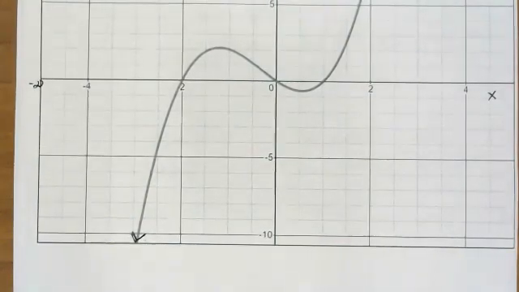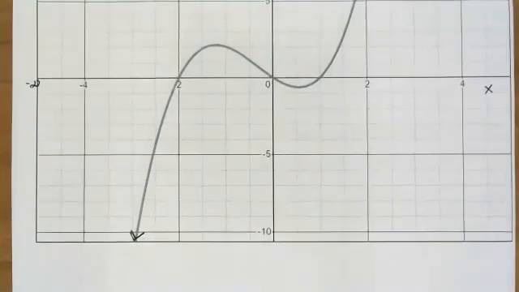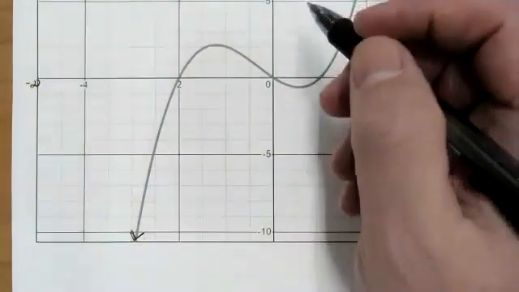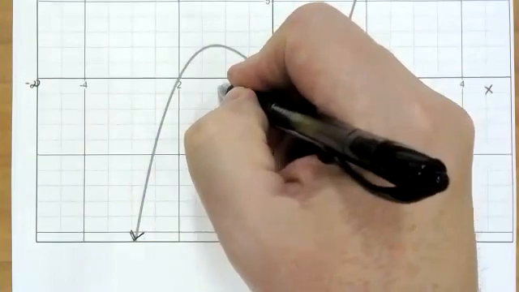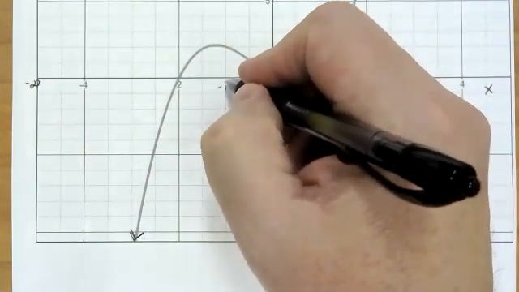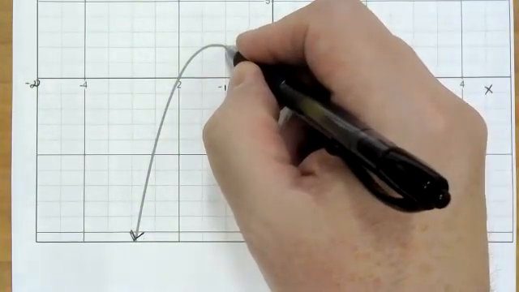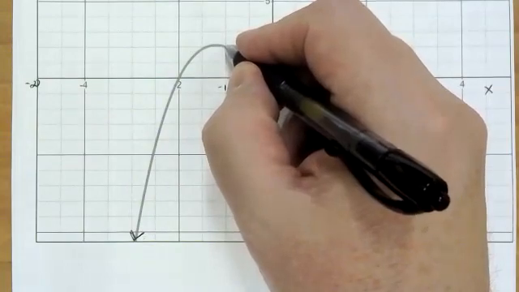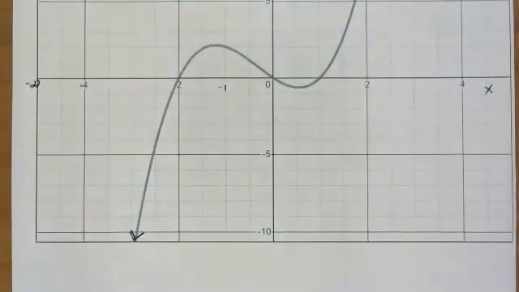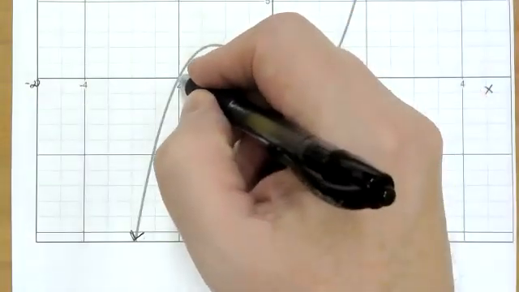Another way of thinking about it is if I just name some random values of x, and then let's decide if the function exists at that value of x. Well, if I was to say, how about when x is -1? Well, when x is -1, here's the function. Yes, the function exists when x is -1. How about when x is -2? Well, here's the function.